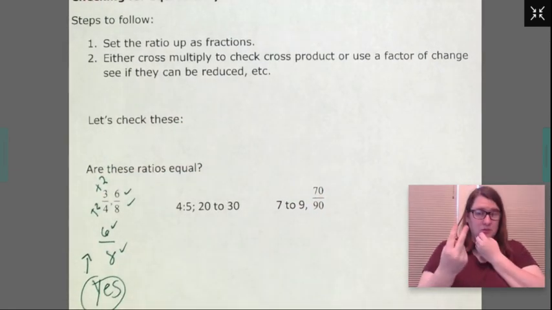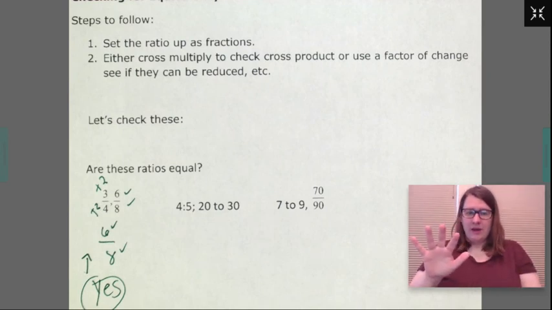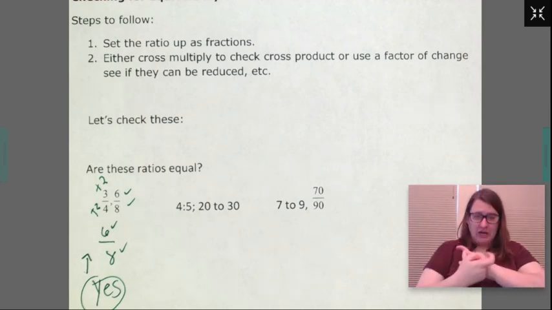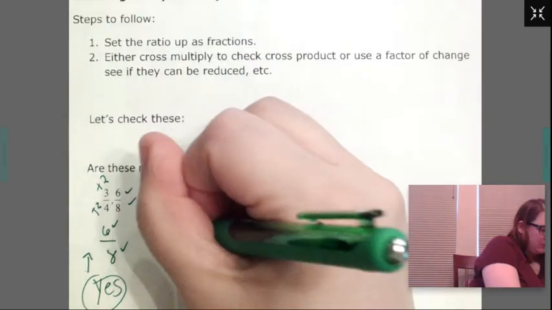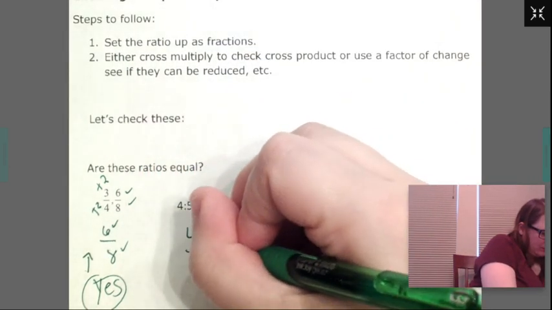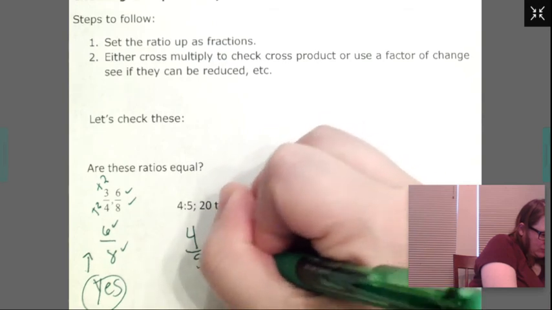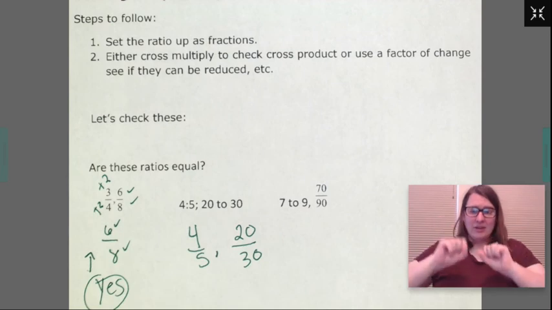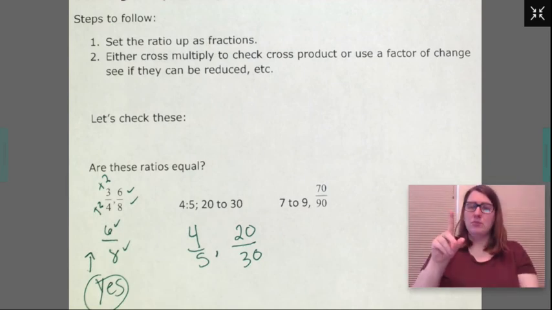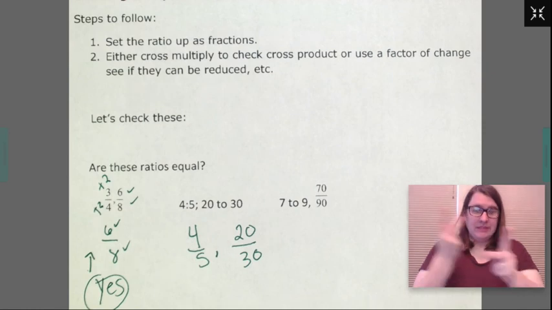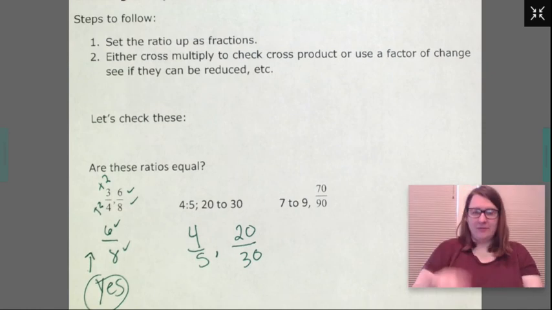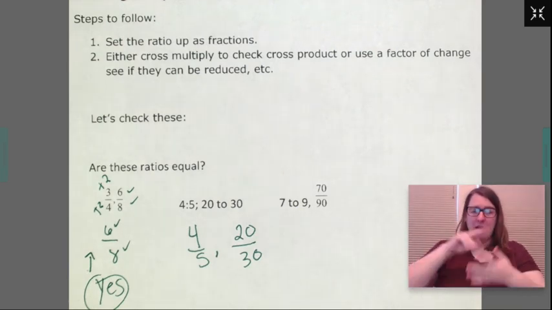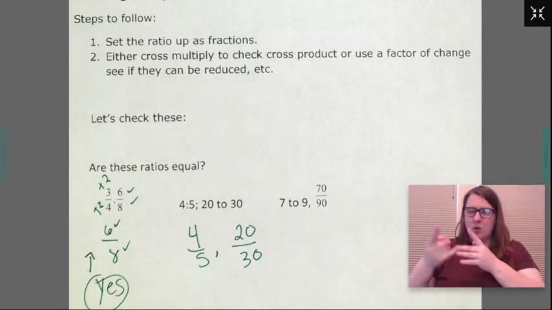Okay, let's try number 2. 4 to 5 and 20 to 30. Okay, I need to, number 1, change it to become a fraction. Now I need to see how can I change that 4 to become 20? Times what? 5. If I'm having a hard time remembering my multiplication facts, what should I do?